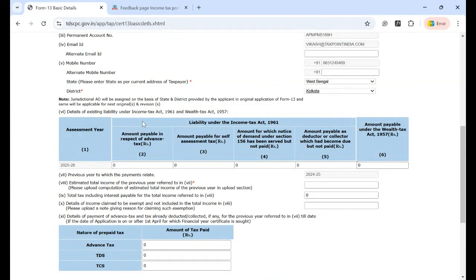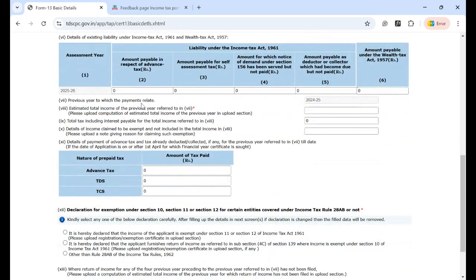Date of existing liability. If I have any existing liability for income tax, I need to declare that. I do not have any existing liability, so I am providing it as nil. Previous year to which payment relates? This is related to financial year 24-25, for which I'm applying for a lower TDS certificate.